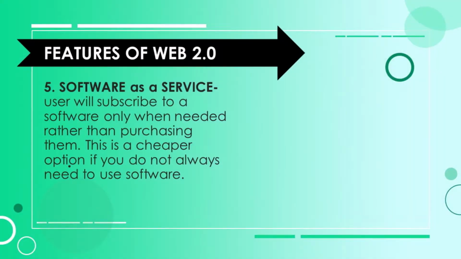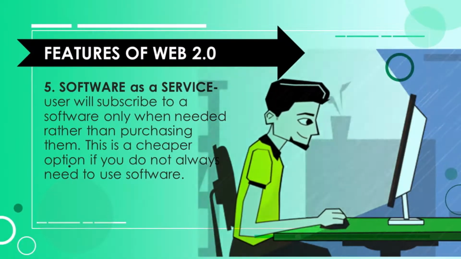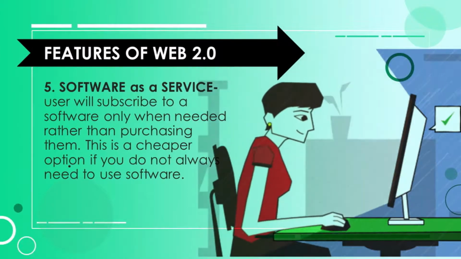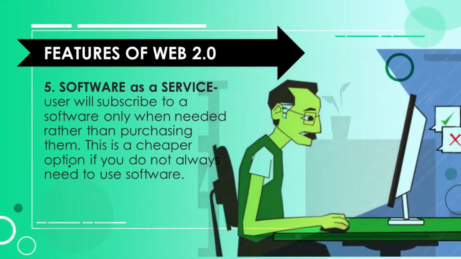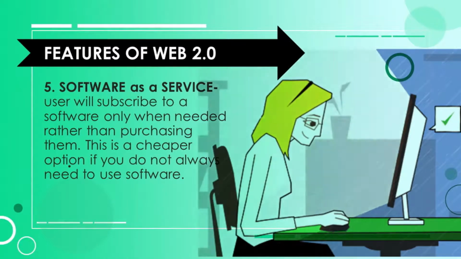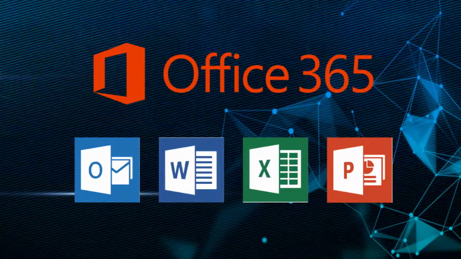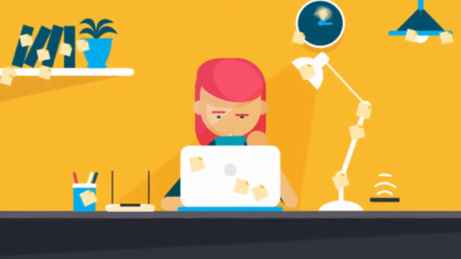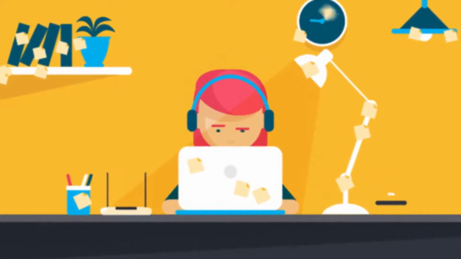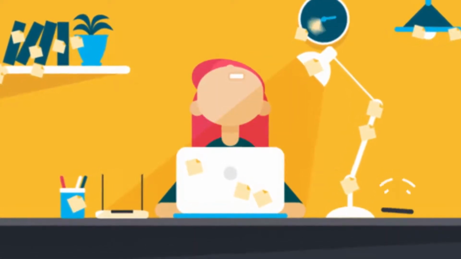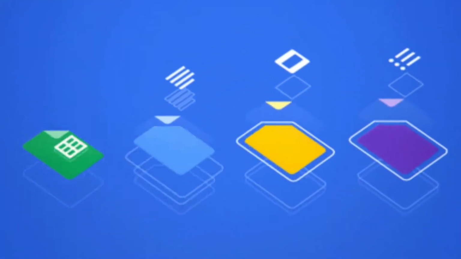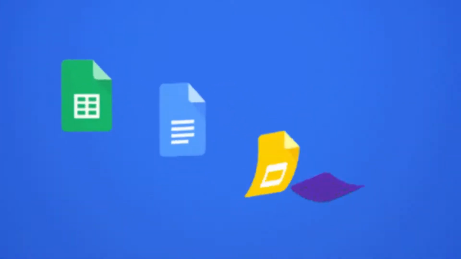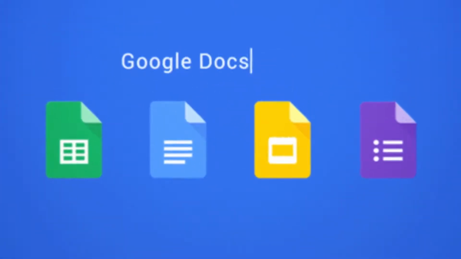Fifth, software as a service. User will subscribe to a software only when needed rather than purchasing it. This is a cheaper option if you do not always need to use the software. Let's take Microsoft Office as an example para dito, kung saan pwede mo itong bilhin at i-install sa computer mo at sa iyo na yung software for life. Kaya lang medyo may kamahalan. But if you use googledocs.com, you can use the word processor, spreadsheets, or make a slide presentation also for free.